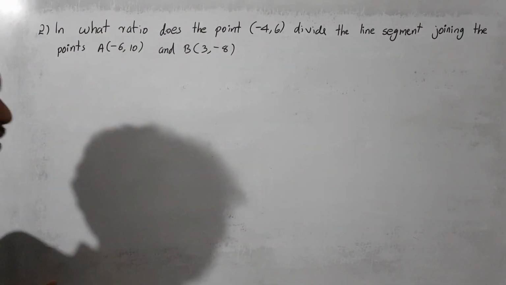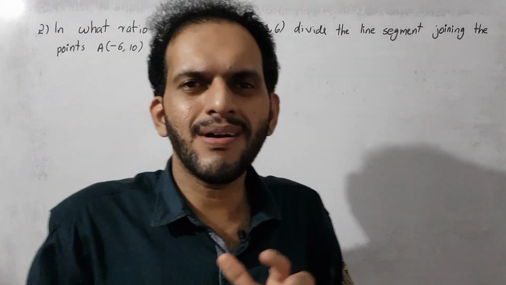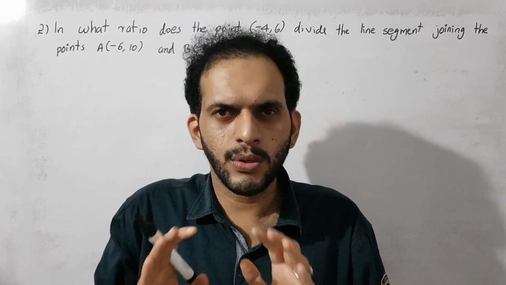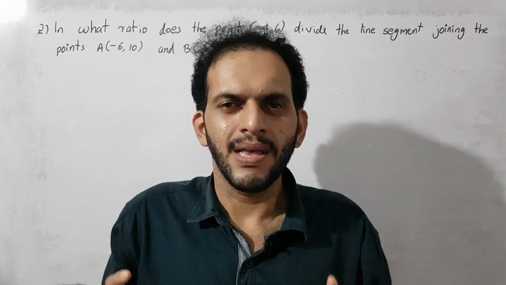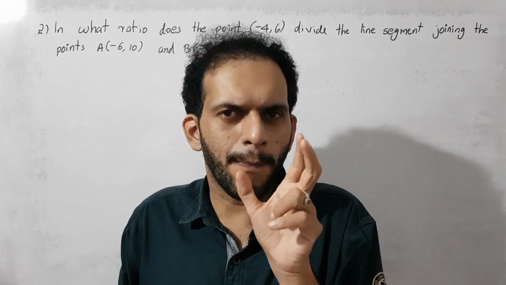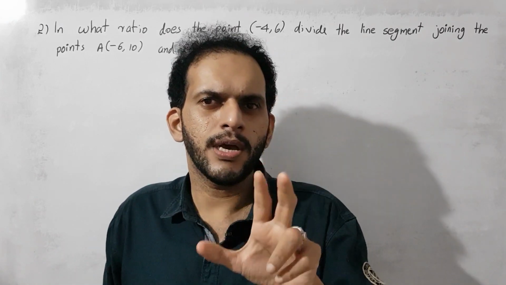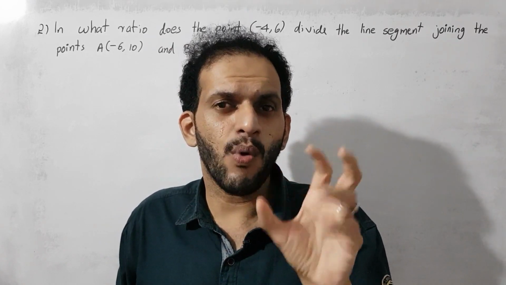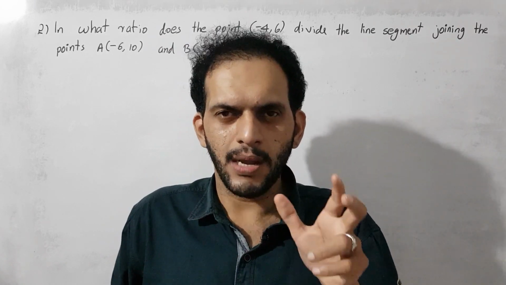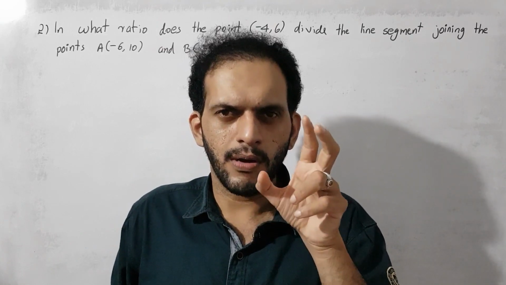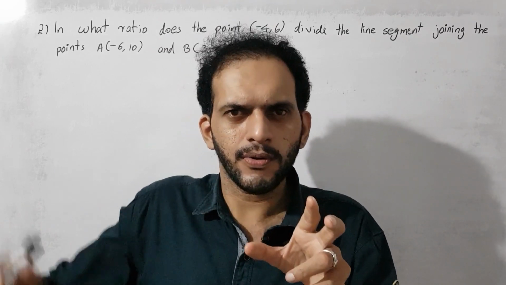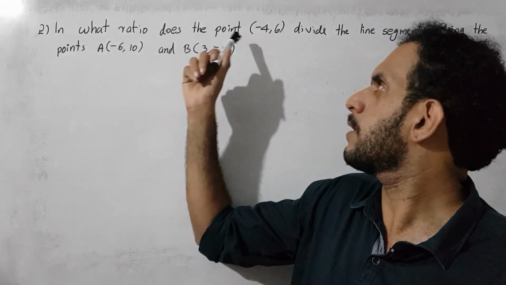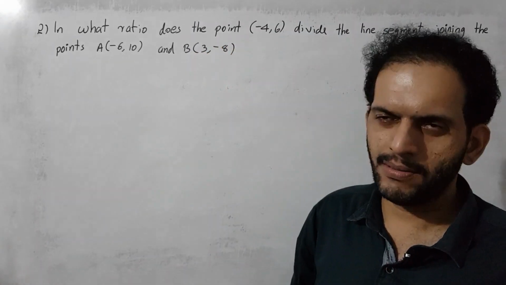When we use the section formula, we do not directly get the ratio. The section formula is not an equation to find the ratio. If we apply the section formula, we get only the value of the coordinate of the point dividing the line segment. That means if we apply the section formula in this case, what we get is equal only to the coordinate (-4, 6).